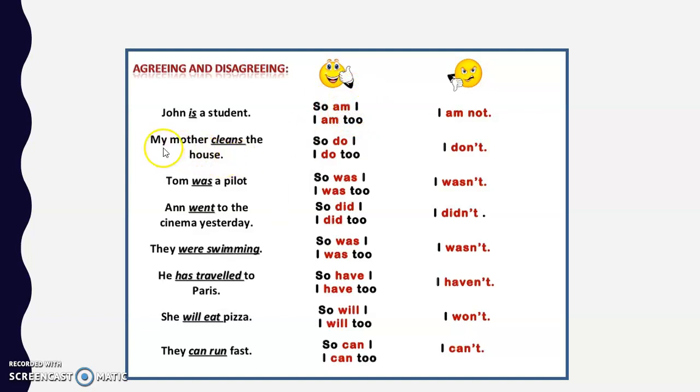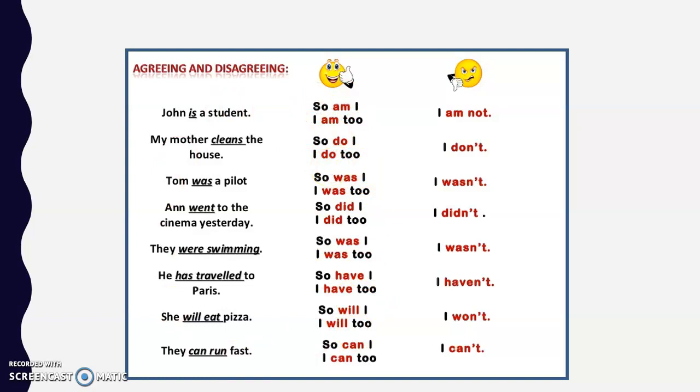If I say, for example, "My mother cleans the house," I want to say that I do too, so I am going to use "so do I." So this is going to be my positive agreement. The same with this one. For example, you have "Tom was a pilot." If it is true for you, you're going to say "so was I." So this is a form, and you have here examples for all the tenses.